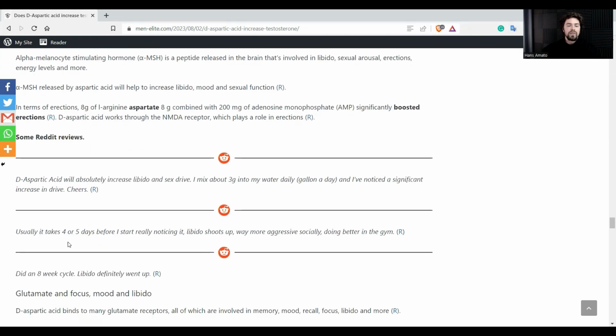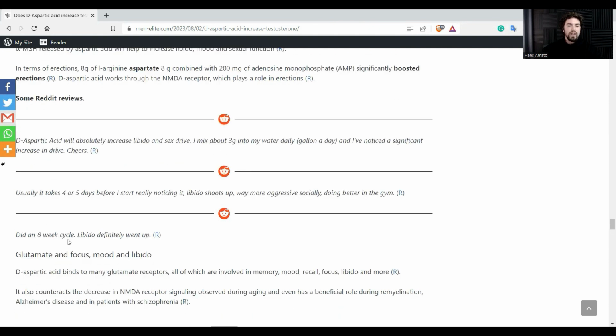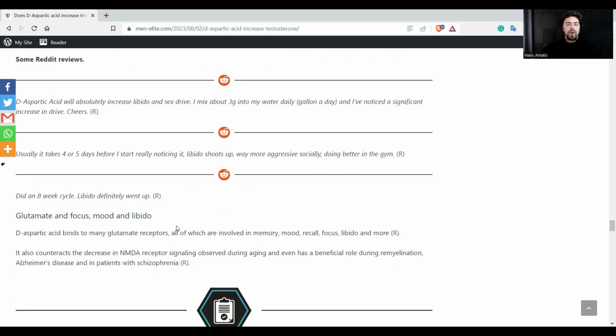Another review. Usually it takes 4 to 5 days before I start really noticing it. Libido shoots up, way more aggressive socially, doing better in the gym. Another review. Did the 8-week cycle, libido definitely went up. So there are people reporting a boost in libido when they do use aspartic acid, and there's definitely mechanisms to justify why it works. All right, last one I want to address is glutamate, focus, mood, and libido.